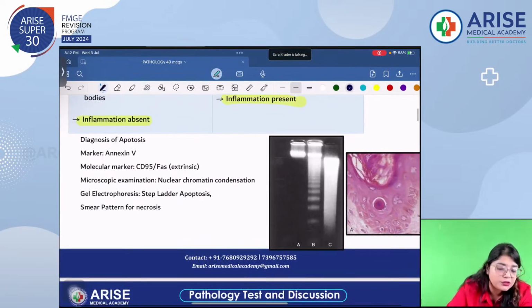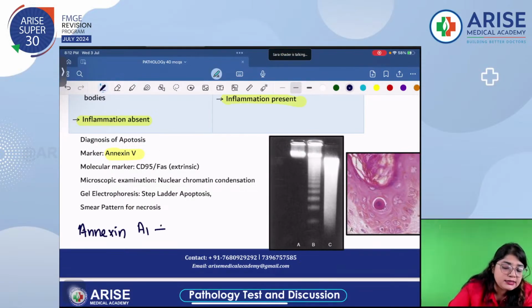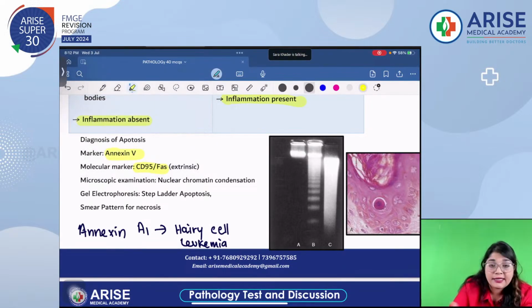How do you diagnose apoptosis? The marker is annexin V. Remember, annexin A1 is seen in hairy cell leukemia. Other markers, like a molecular marker, is CD59, which is a marker of extrinsic pathway.